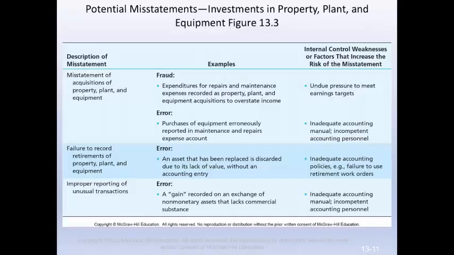This slide lists some of the potential misstatements that can occur in property, plant, and equipment and examples of errors and fraud that can occur, and the internal control weaknesses or factors that increase the risk of misstatement. Fraud can include expenditures for repairs and maintenance expenses recorded as property, plant, and equipment acquisitions to overstate net income. The related internal control weakness associated with this fraud could be undue pressure to meet earnings targets. Errors can occur in recording purchases and retirements due to an inadequate accounting manual or incompetent accounting personnel.